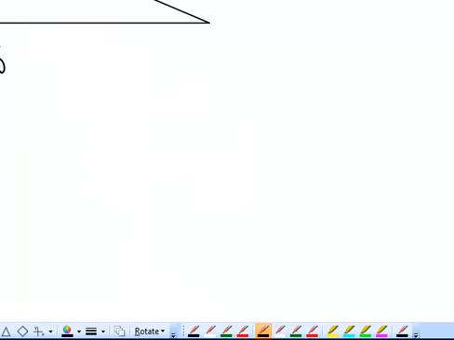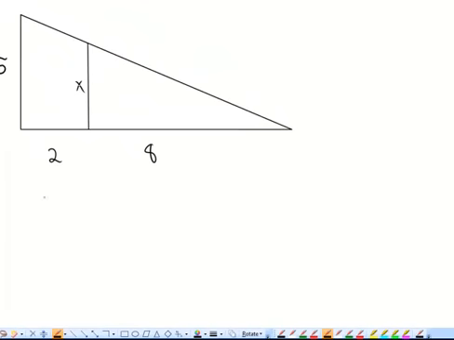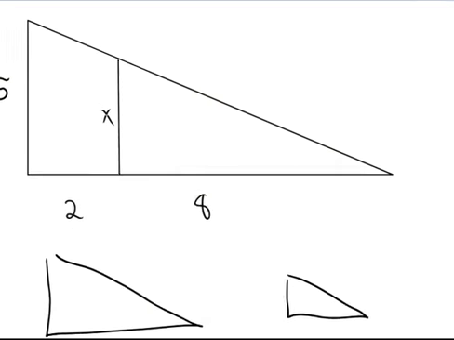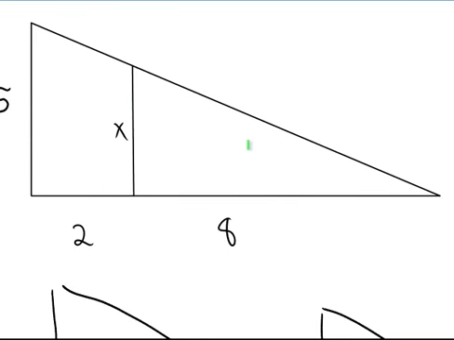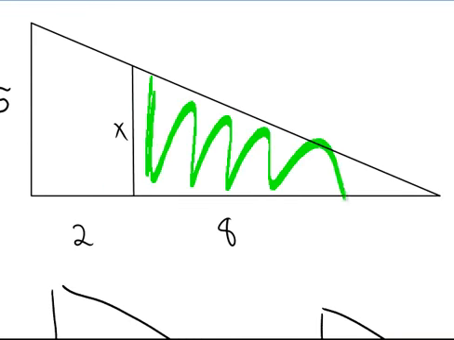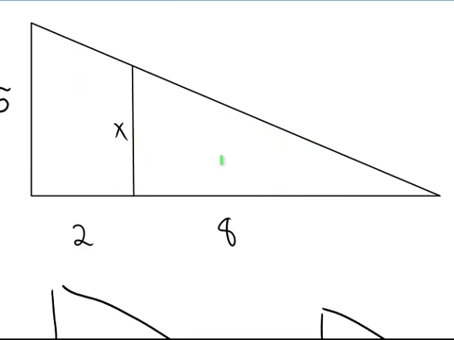Alright, now you try this one. Remember, it's a good idea to draw them separately. Start by drawing your big triangle, then draw your small triangle. The big triangle is the whole thing. The small triangle is just this piece right here. So pause the video and try to work this one out.